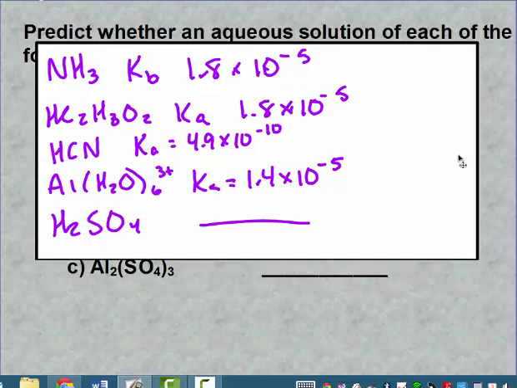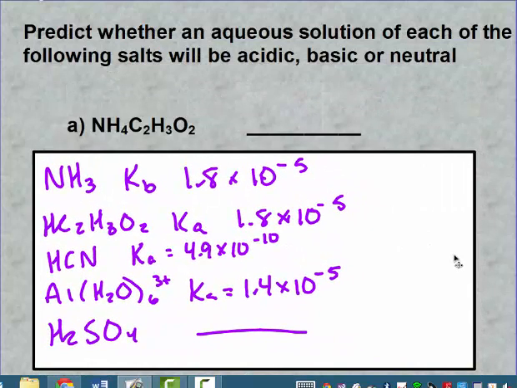Because for that first one, do either of those come from a strong thing? So if they don't come from strong, then you need these, so we can figure out which one's stronger. If one of them comes from a strong, though, then you don't have to even care about these.